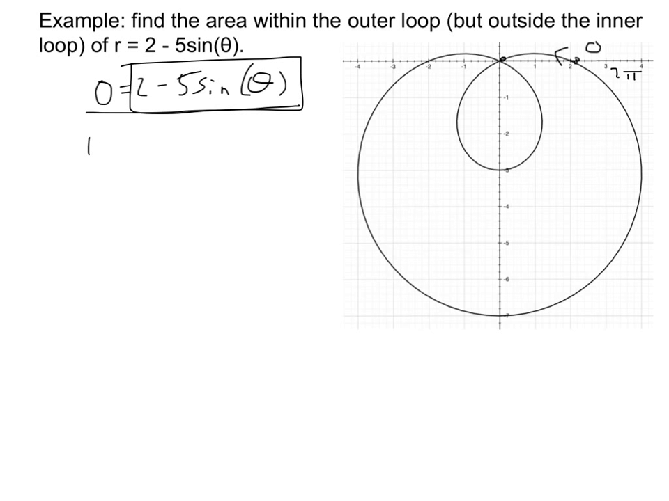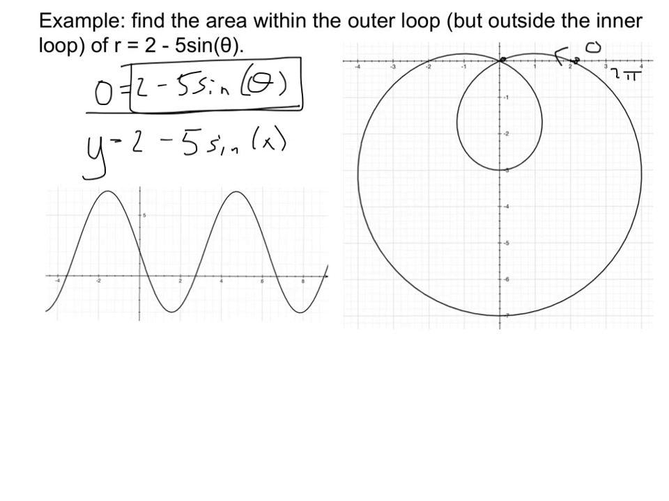I actually want to go into our y equals, go into function mode, and graph this as 2 minus 5 sine x. And let's look at that graph. Okay, so here's the graph of y equals 2 minus 5 sine x. And this next part is super, super important. I really feel like these problems can be greatly simplified by understanding what I'm about to say.